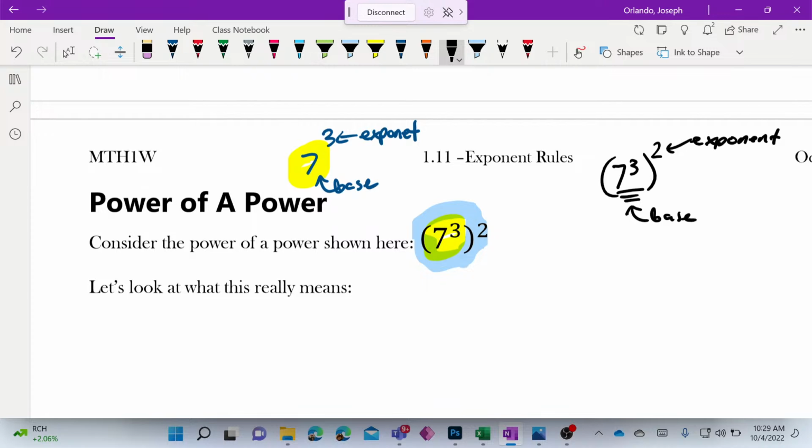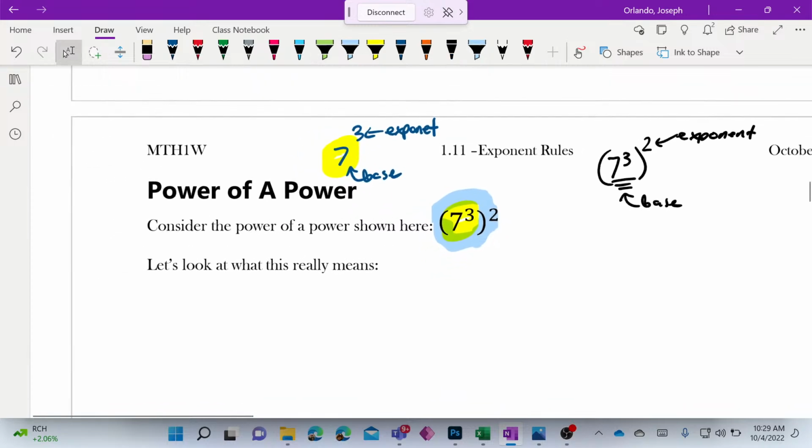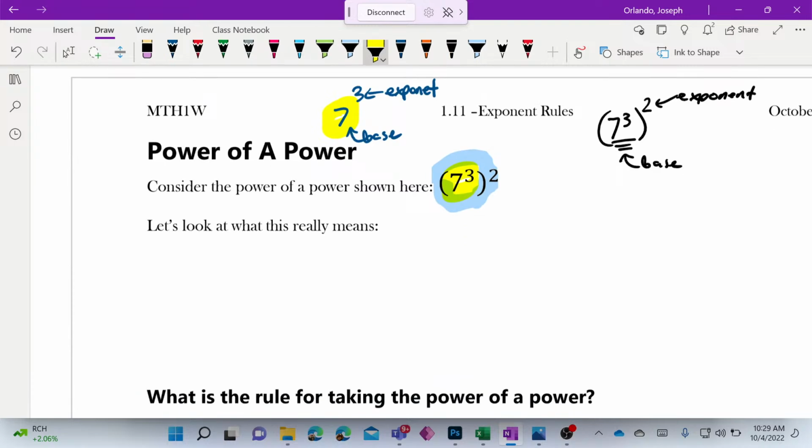This is a case that we call a power to a power. It's kind of ugly, isn't it? It's not nice to work with. So let's talk about what it really means. What does 7 to the exponent 3 mean? 7 times 7 times 7. But then what does it mean to square something? Well, just in general, what does it mean to square something? Multiply it by itself. So in this case, what are we multiplying by itself? 7 times 7 times 7. Very good.